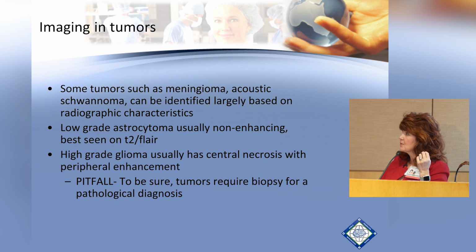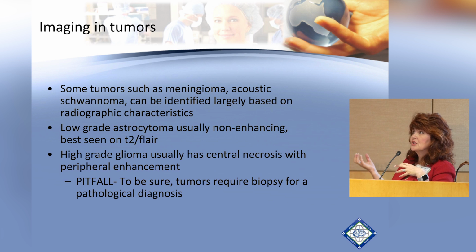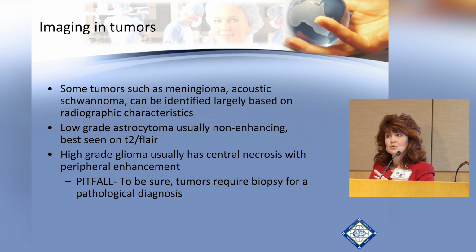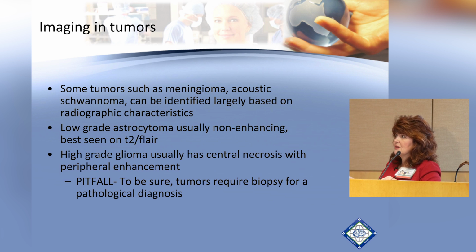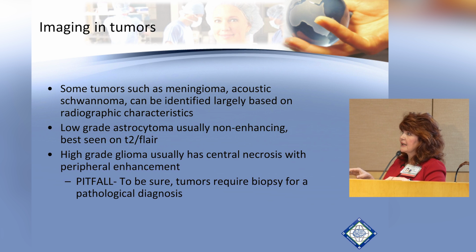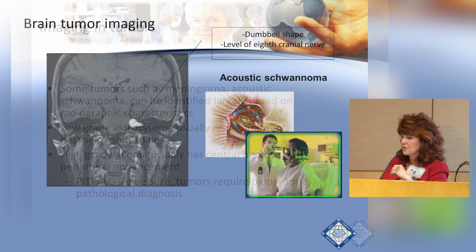So imaging in brain tumors, some tumors really have a radiographic signature. So meningioma, acoustic schwannoma, they can largely be identified based on just their imaging, although we can never completely be sure unless we have pathology. Low-grade astrocytoma is generally non-enhancing, and it's seen best on an MRI with T2 or FLAIR. And then high-grade glioma usually has central necrosis, and I want to show you some examples real quick.